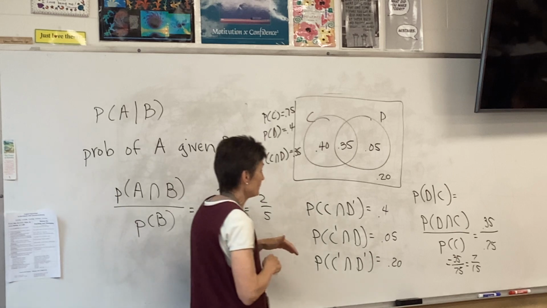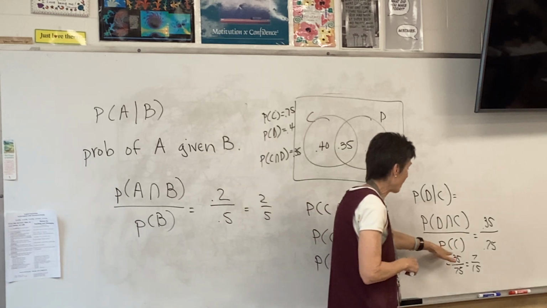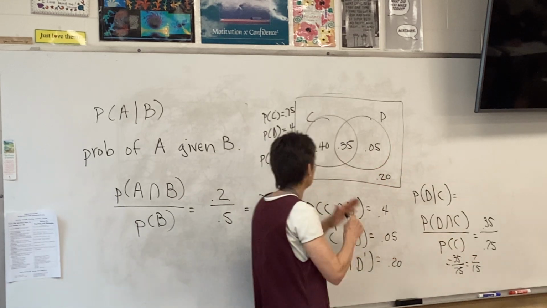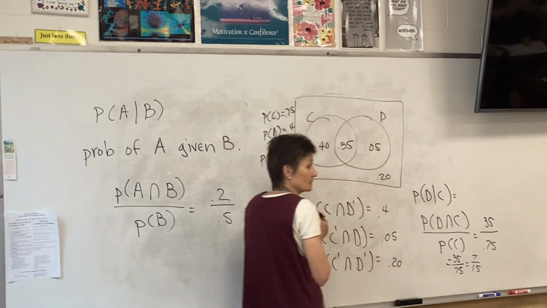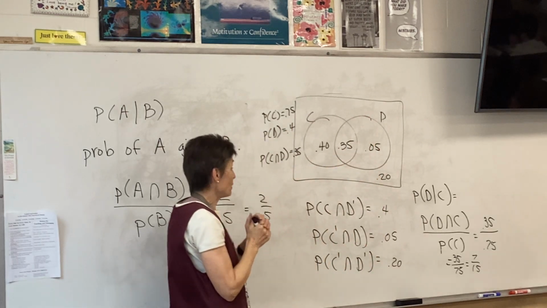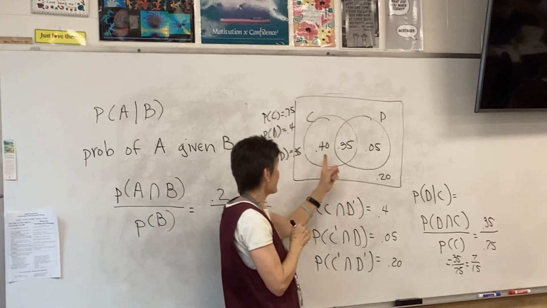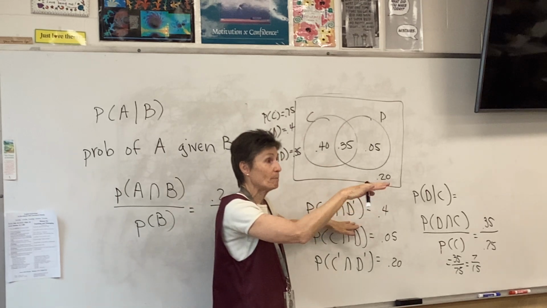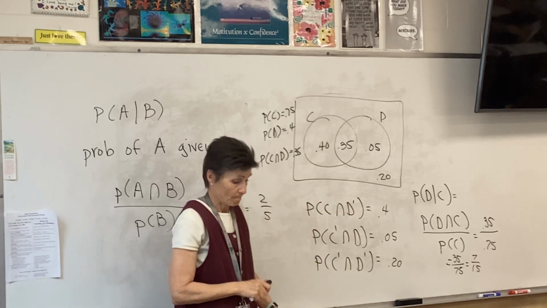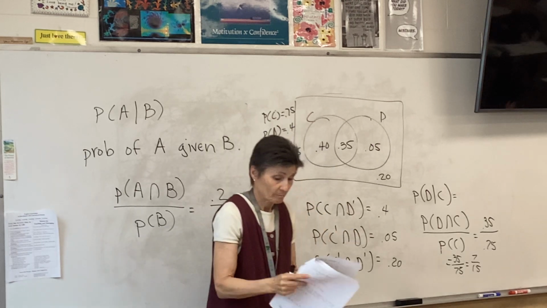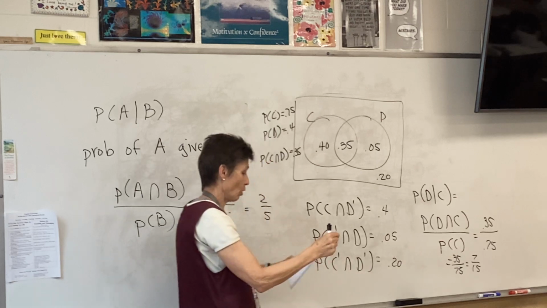So remember, when we say the probability of C, we mean right there, the whole C. If we meant just that, we would have to say C but not D, right? Okay, almost done.